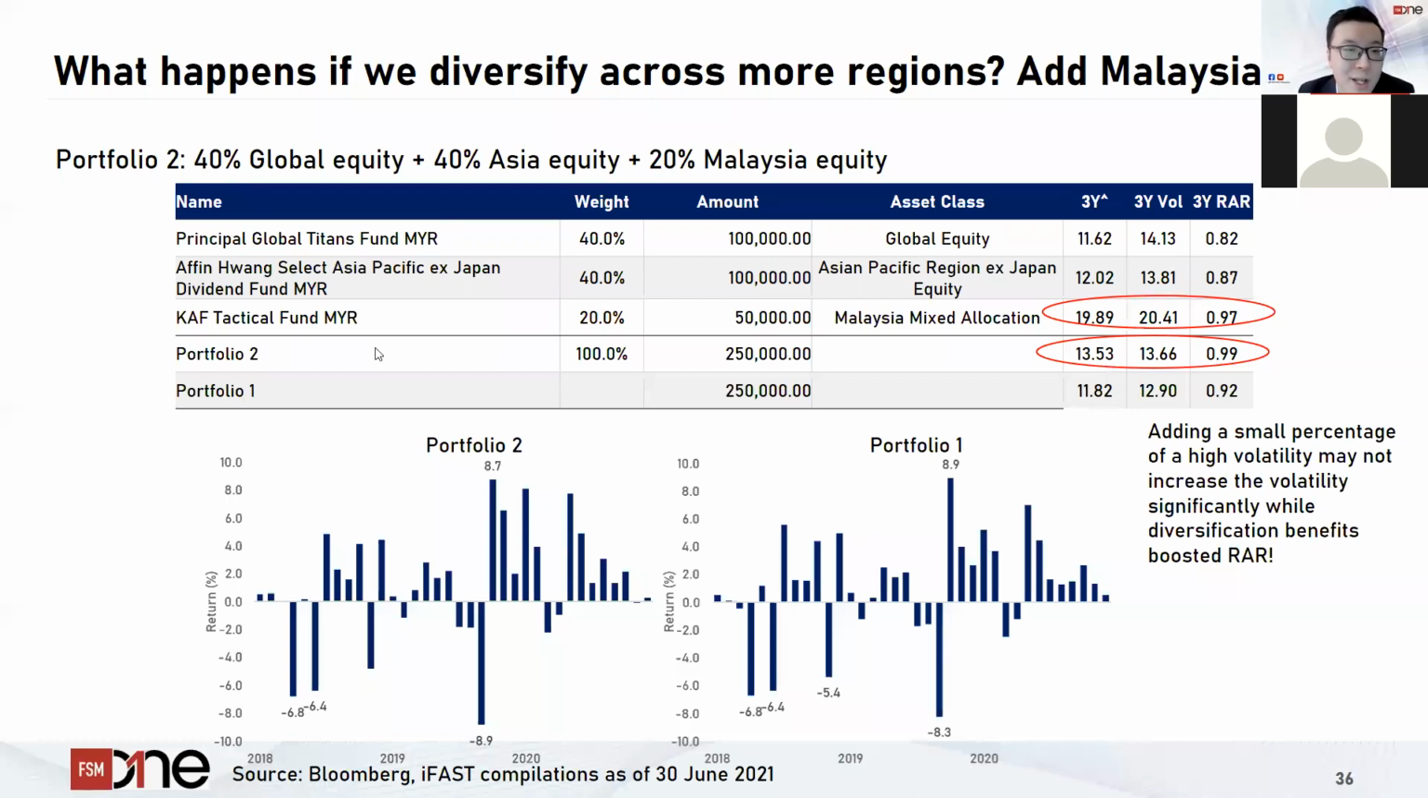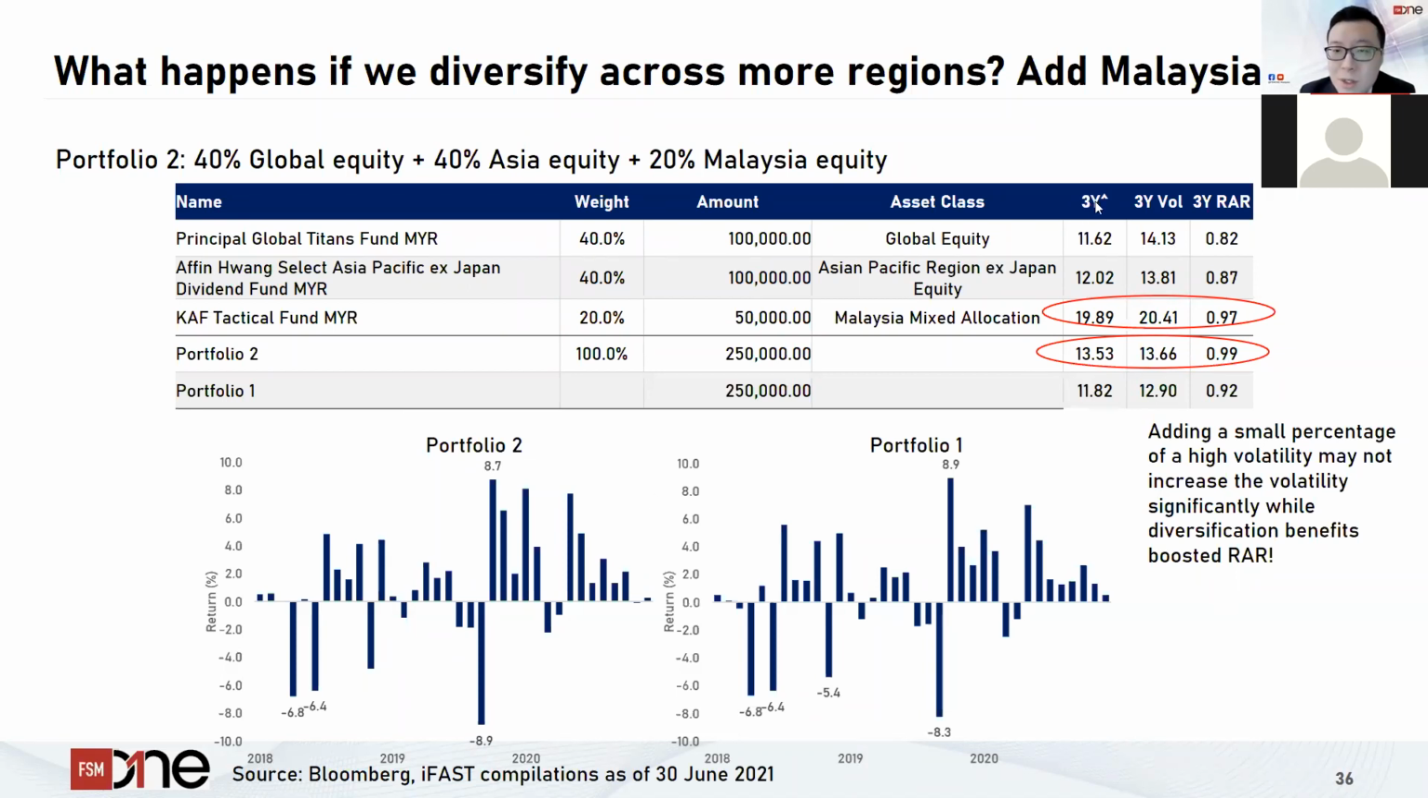The benefits are there. So for example, like this one, there are 3 equity funds, right? Global, Asia, and Malaysia. The individual vols of the individual funds are 14, 13.8, and 20. If you think naturally, you invest 40, 40, 20, it's like the weighted average, right? The portfolio vol. But in fact, it is not. It's even lower than the individual funds themselves. And because of that, you don't sacrifice your return. You get better risk-adjusted return. So to determine if your overall portfolio vol is lower than the individual funds themselves, then it's already a success.